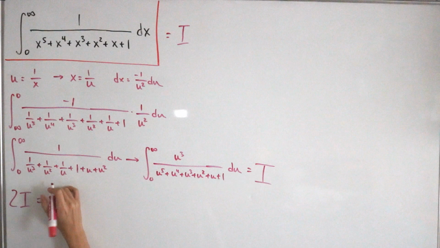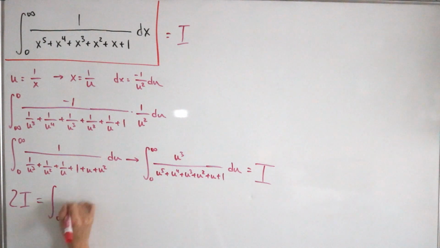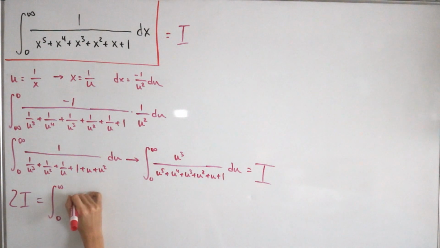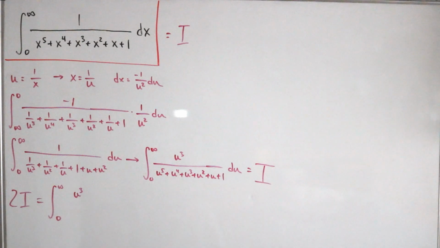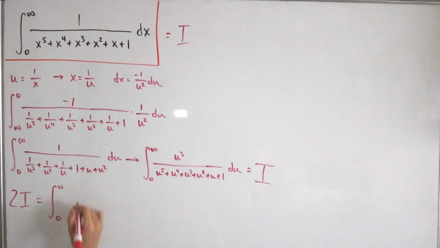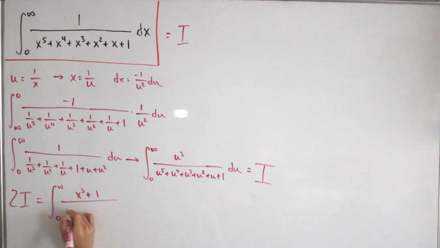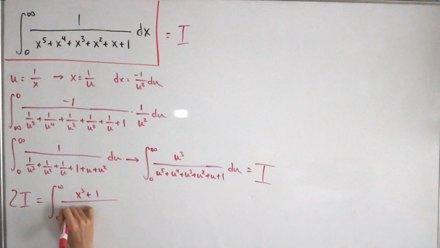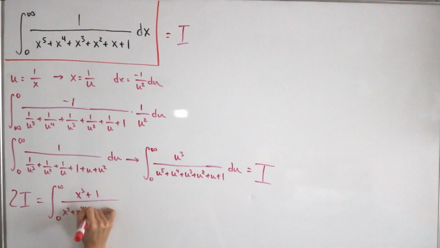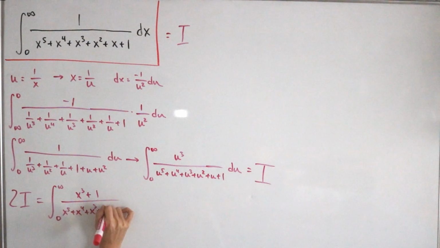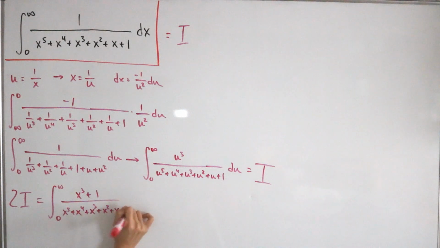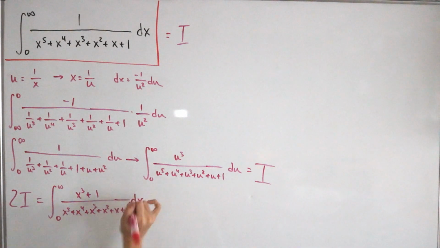And what's great is that now going further, this is 0 to infinity of, well, we're back into the world of x, and u doesn't apply, this is just a dummy variable, of x cubed plus 1, divided by x to the power 5 plus x to the 4 plus x cubed plus x squared plus x, plus 1, dx.